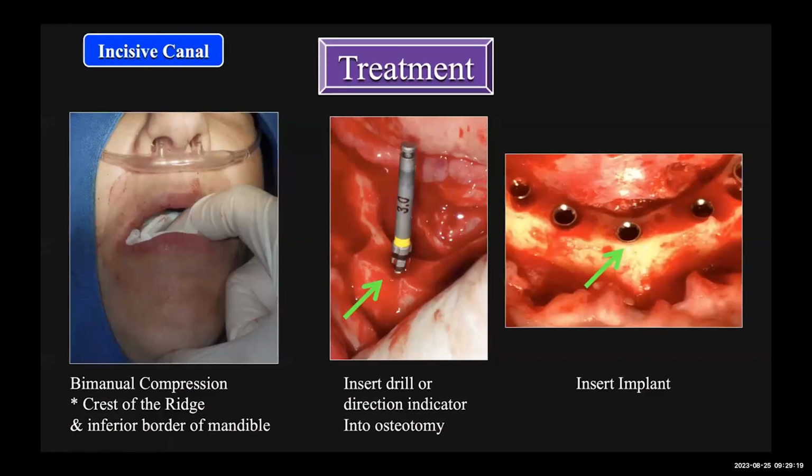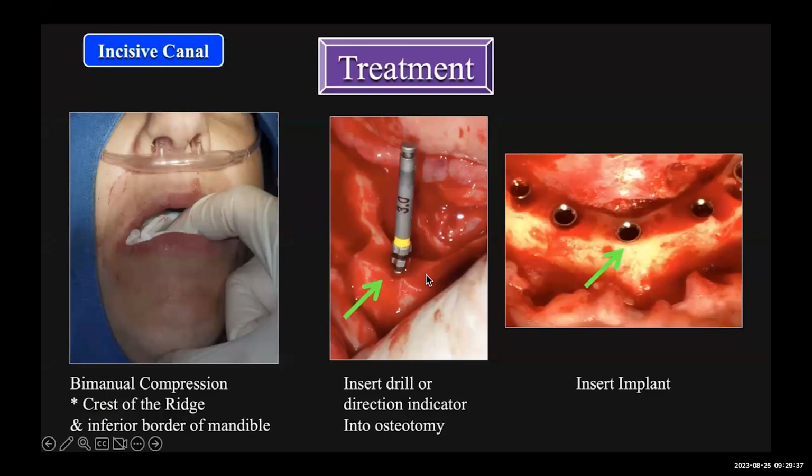Now, let's say that you drill through it. You're going to also get that osteotomy bleed. You can do the bimanual pressure. You can insert the drill or insert the implant, and that will clot it off. So that is usually the treatment.